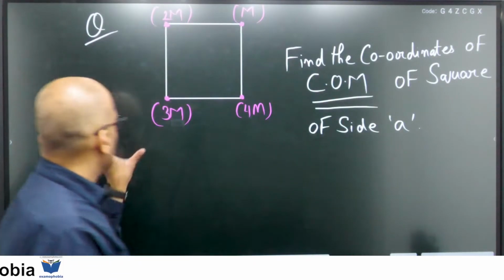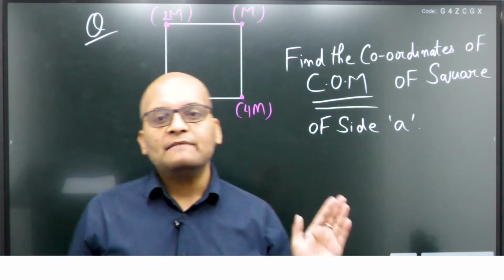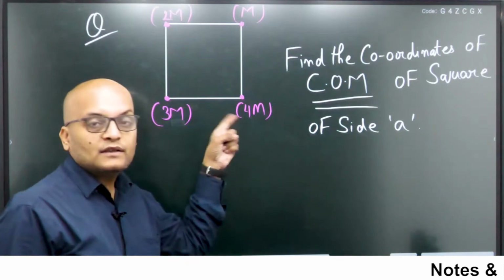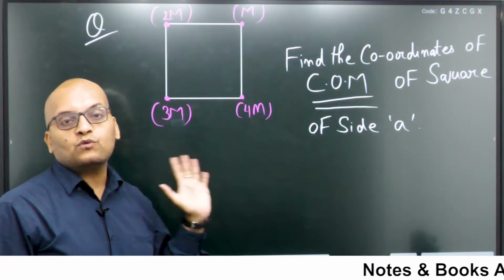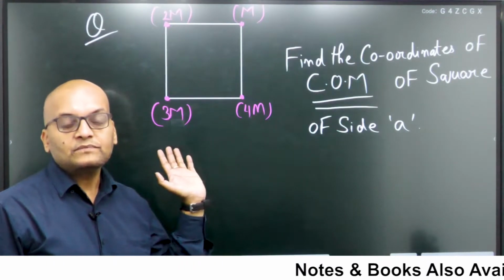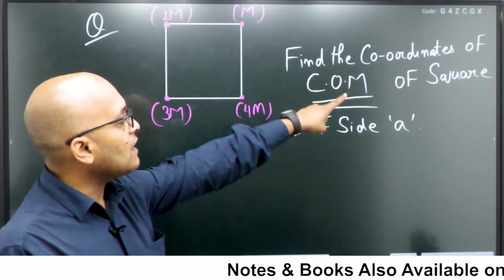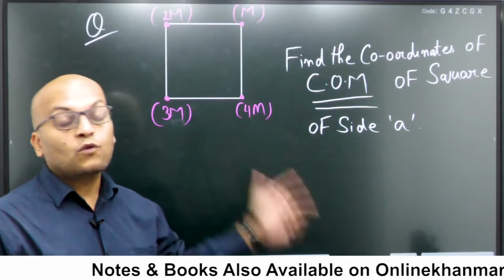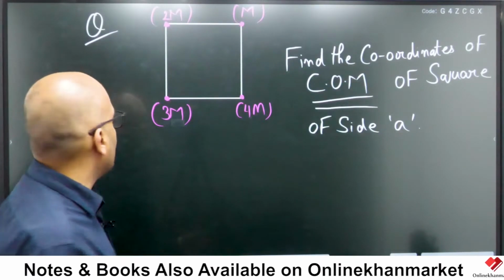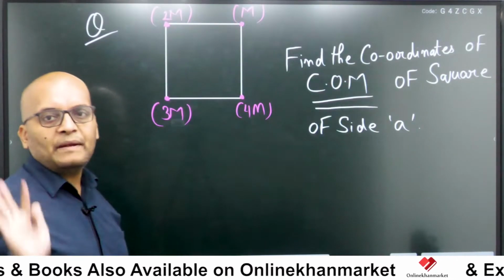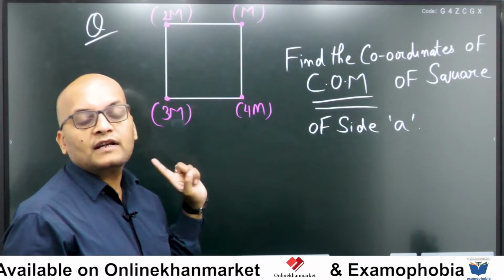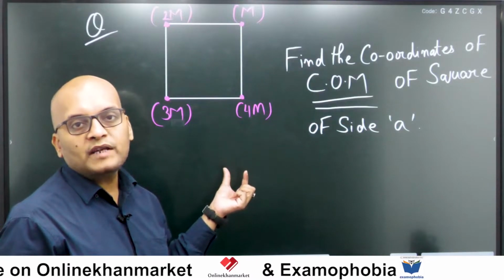Now this is the direct application of the concept which we learned in the last class. No coordinates are given to us, only masses are given. We are asked about the coordinates of center of mass, but no coordinates are provided to us. So what are we going to do? We are going to take any one vertex or corner of the square to be the origin.